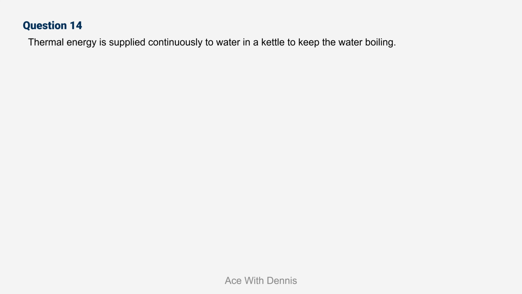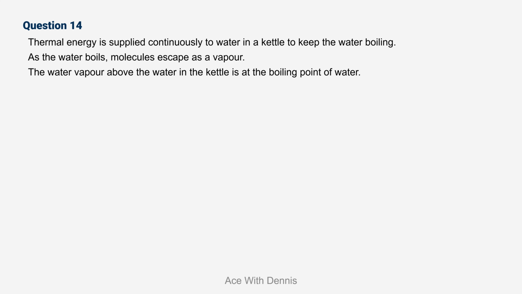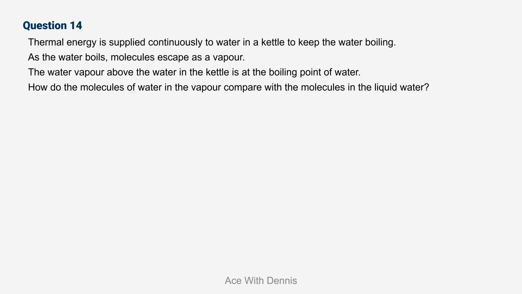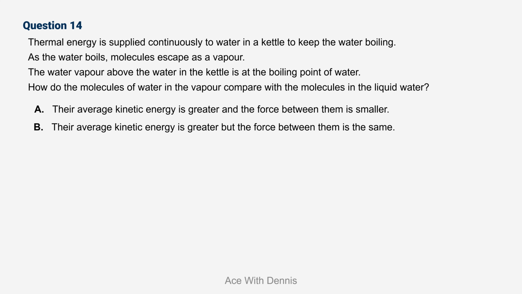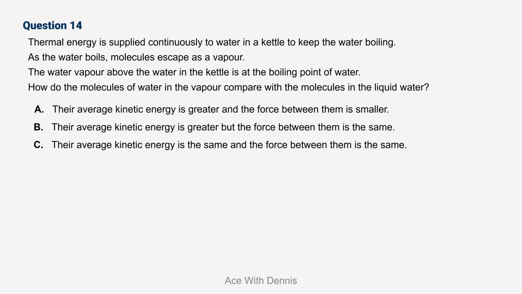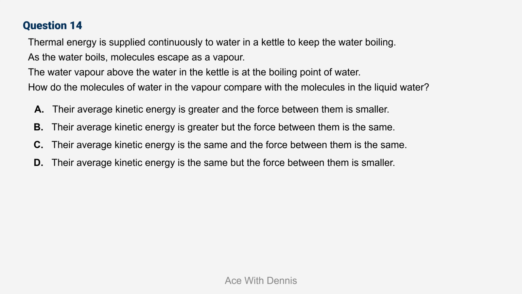Question 14. Thermal energy is supplied continuously to water in a kettle to keep the water boiling. As the water boils, molecules escape as vapor. The water vapor above the water in the kettle is at the boiling point of water. How do the molecules of water in the vapor compare with the molecules in the liquid water? A. Their average kinetic energy is greater and the force between them is smaller. B. Their average kinetic energy is greater, but the force between them is the same. C. Their average kinetic energy is the same, and the force between them is the same. Or D. Their average kinetic energy is the same, but the force between them is smaller.